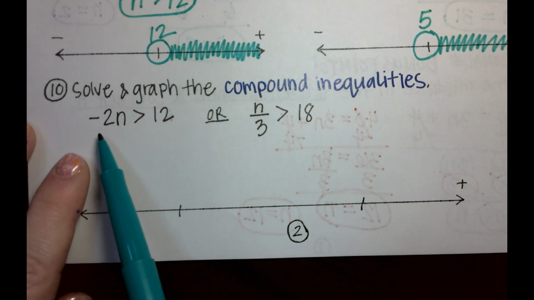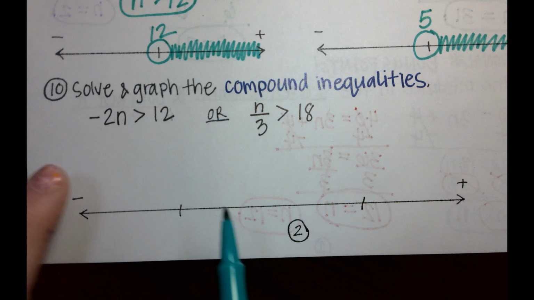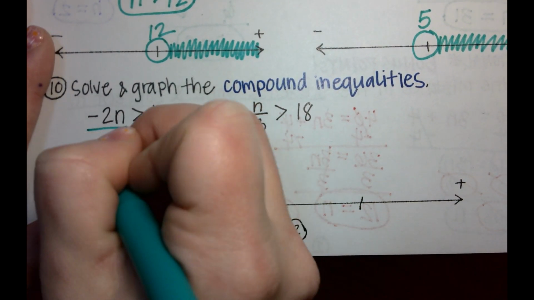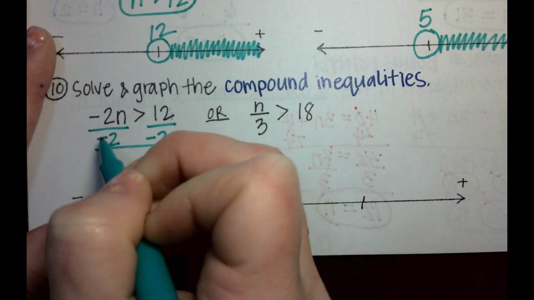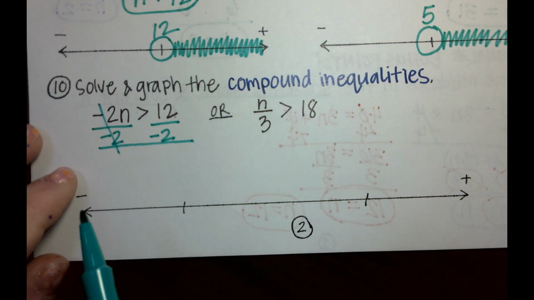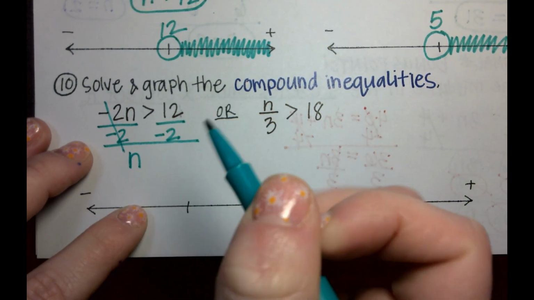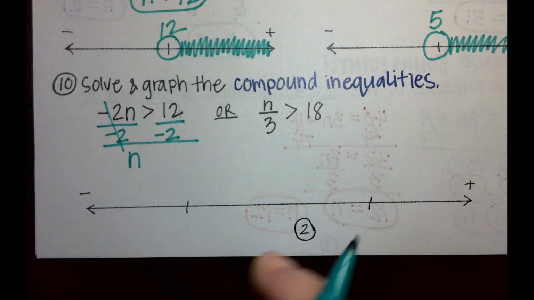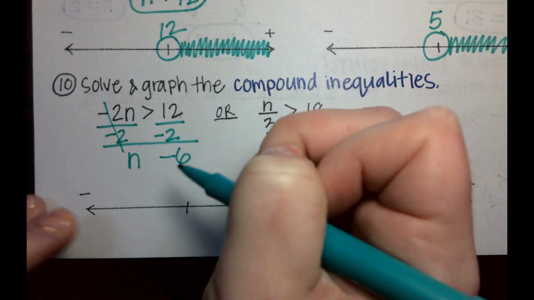So let's start with our first side here. I have negative 2n is greater than 12. What should I do here? Good. Let's divide by negative 2 on both sides. Okay, so my negative 2's cancel. What happens next? N is greater than negative 6. Everybody agree with that? No.